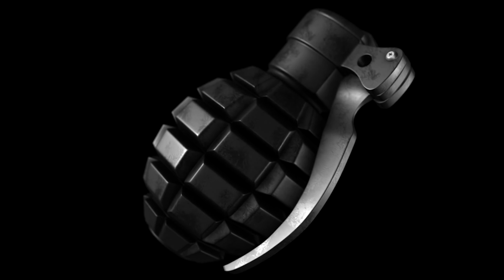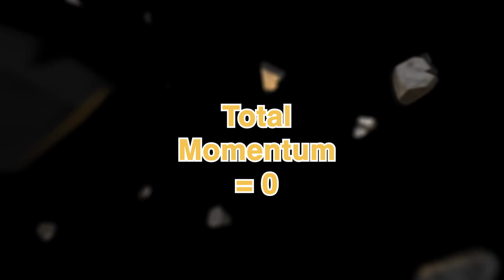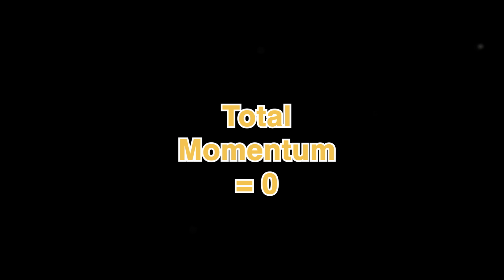A second example. Here's a stationary bomb. It's stationary, so there's no momentum whatsoever. After it explodes, there must therefore also be no momentum. If we added up all the momentum of all the parts after the explosion, then the total momentum would all add up to 0, because they'd all cancel each other out, going in opposite directions.